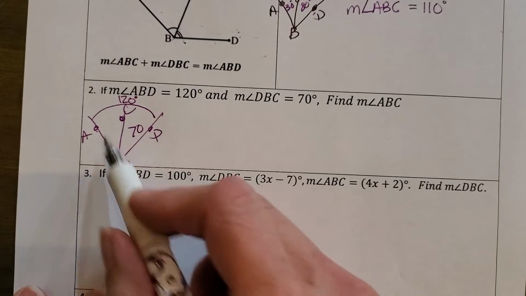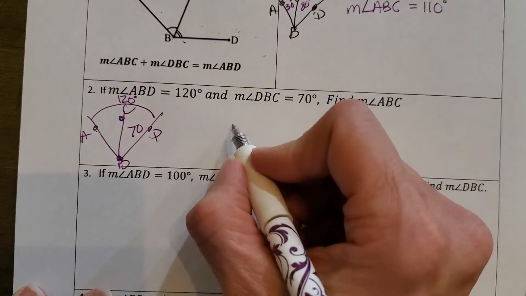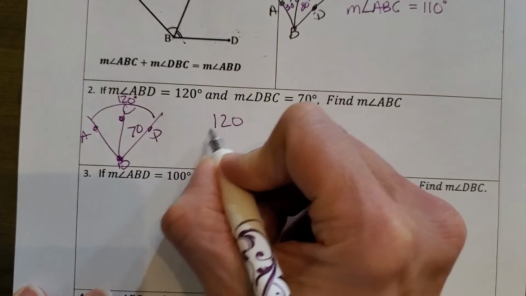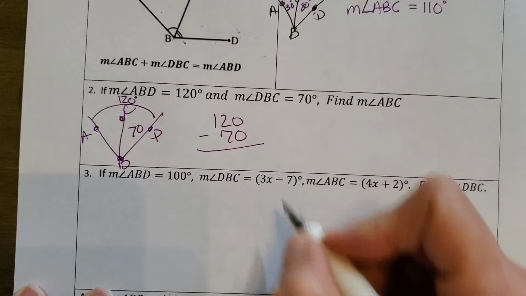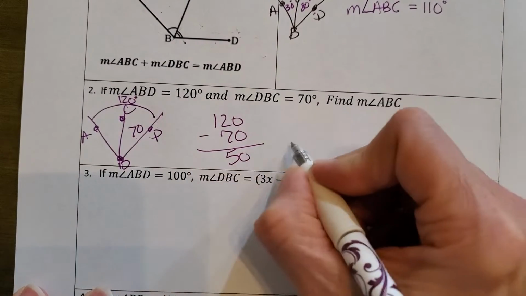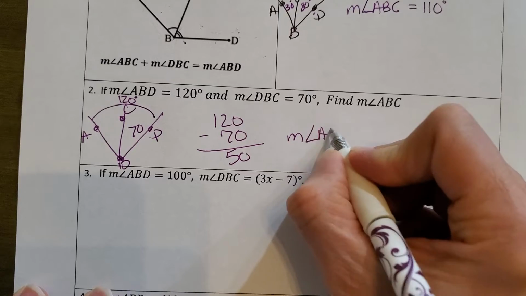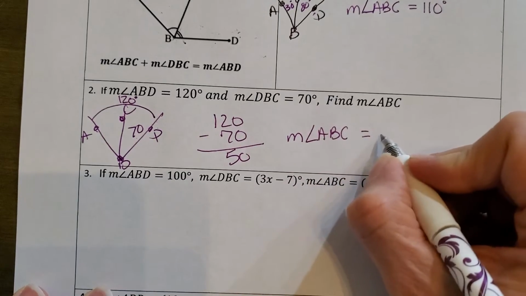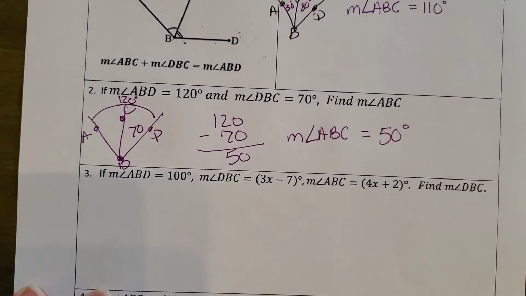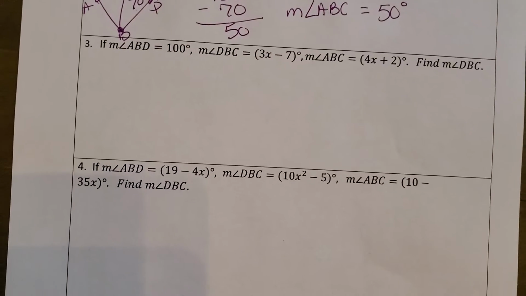Well, I can tell that if the whole thing's 120 and this is 70, then what I'm going to really have to do is subtract, right? So that's going to get me 50. So the measure of angle ABC is going to be 50 degrees, because in that case I had to subtract. So you want to be really careful on what parts they give you so you know whether to add or subtract. But you're probably going to do one of those.